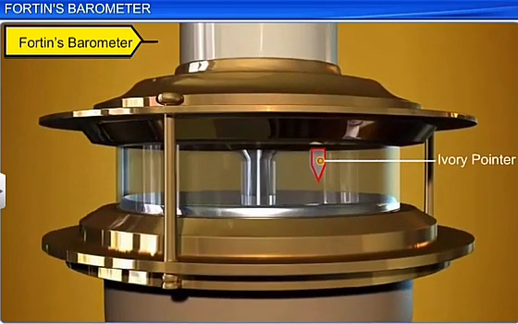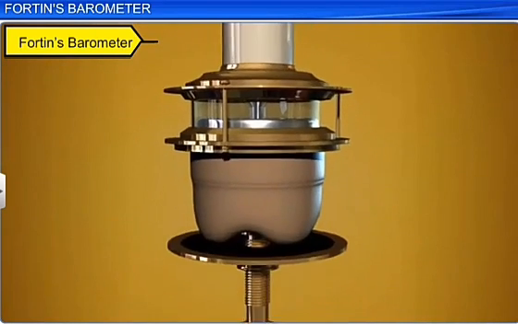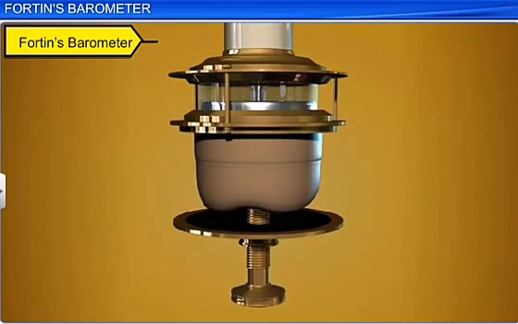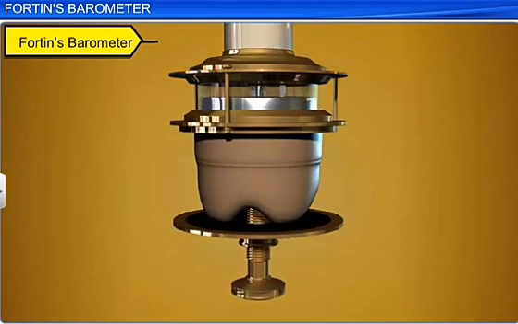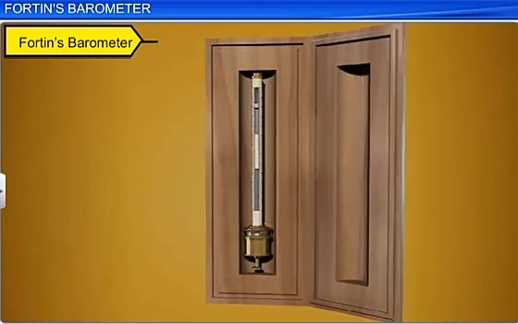There is an ivory pointer in the cistern placed at the top. The tip of this pointer coincides with the zero of the main scale. The level of the mercury column in the cistern can be changed with the screw under it. It is so adjusted that the ivory point is exactly at the surface of the mercury in the cistern. The whole apparatus is fixed in a vertical position.